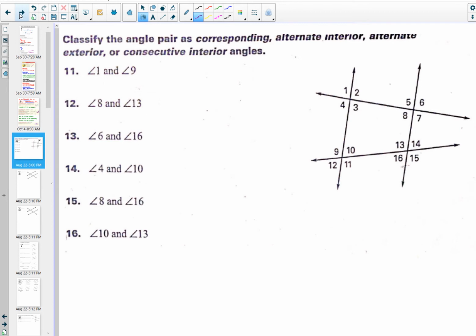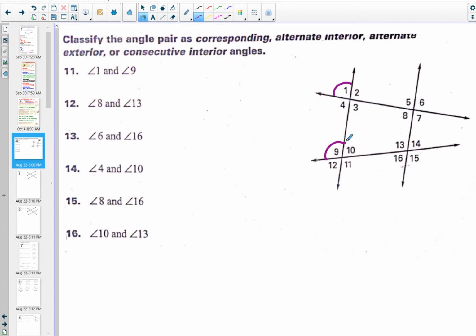Totally your call. All right, so now we're going to be classifying these as either corresponding, alternate interior, alternate exterior, or consecutive interior. I like to say same side interior, consecutive interior means the same thing. Okay, 1 and 9. So first we got to find 1 and 9 on our diagram. Here's 1. I got to step back to see these. Here's 1, and here's 9.